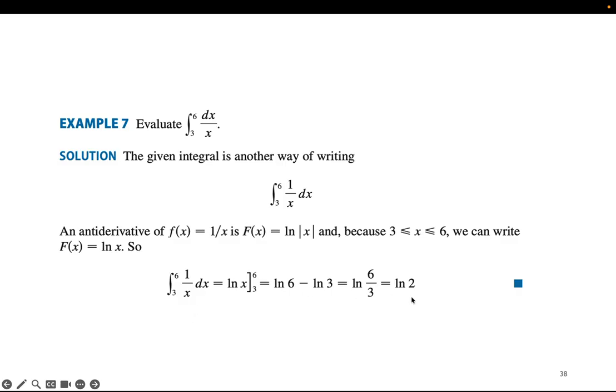So this allows us to find definite integrals very simply. You can use some algebra to simplify this, by the way. For example, the difference of the logs is just the log of the quotient.